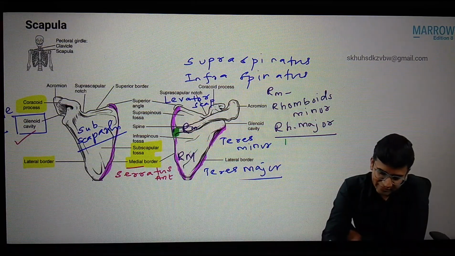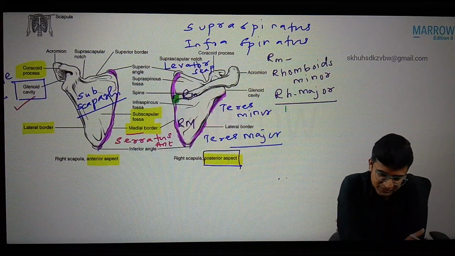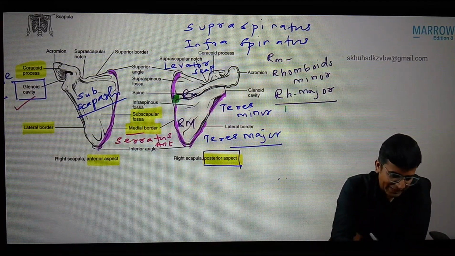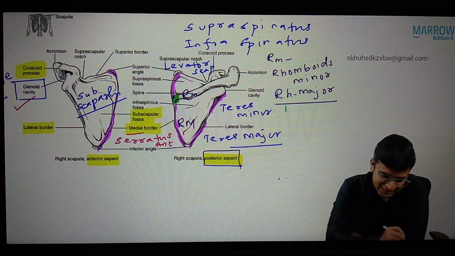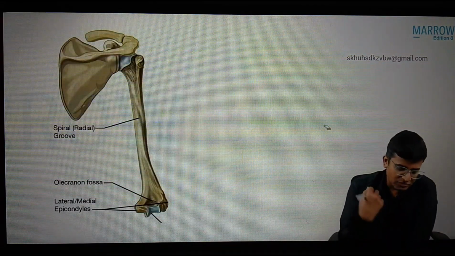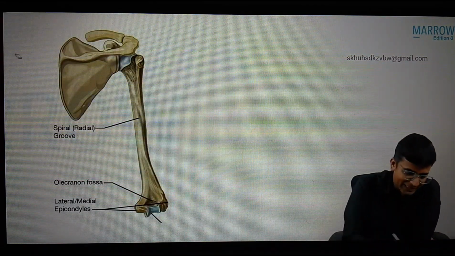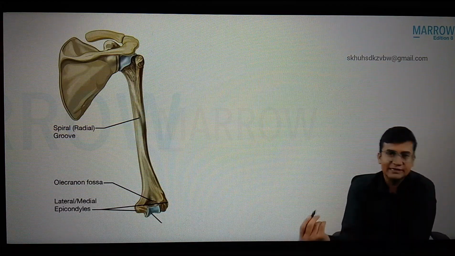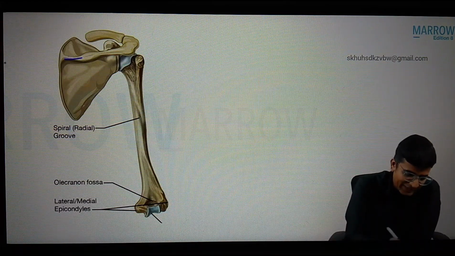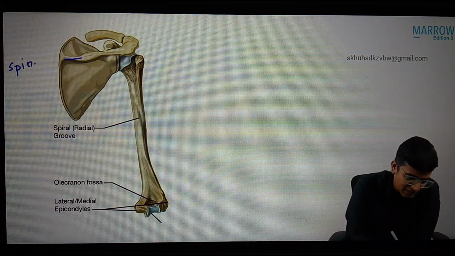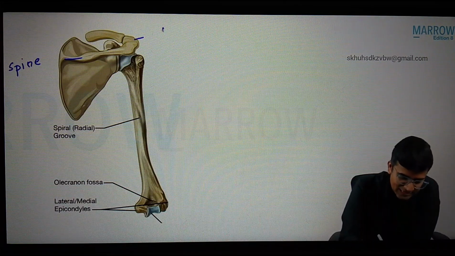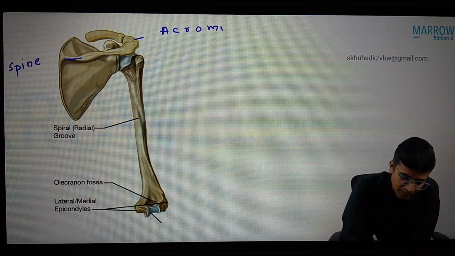Now one more process we have, that is our acromion process. Now see the spine, the spine of the scapula. Now see the diagram. In the diagram, this is a posterior view. And we are seeing the spine. This is the spine of the scapula and that is our acromion process.